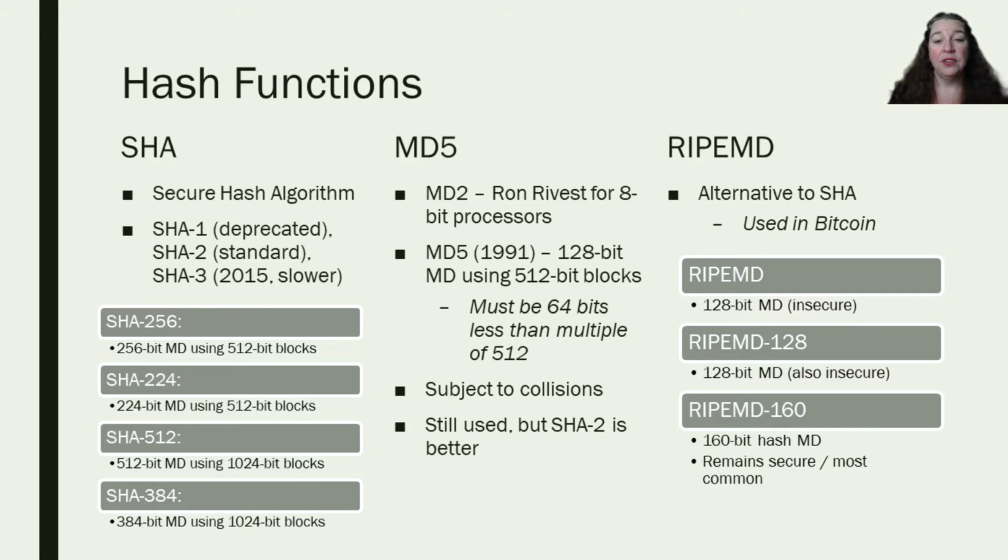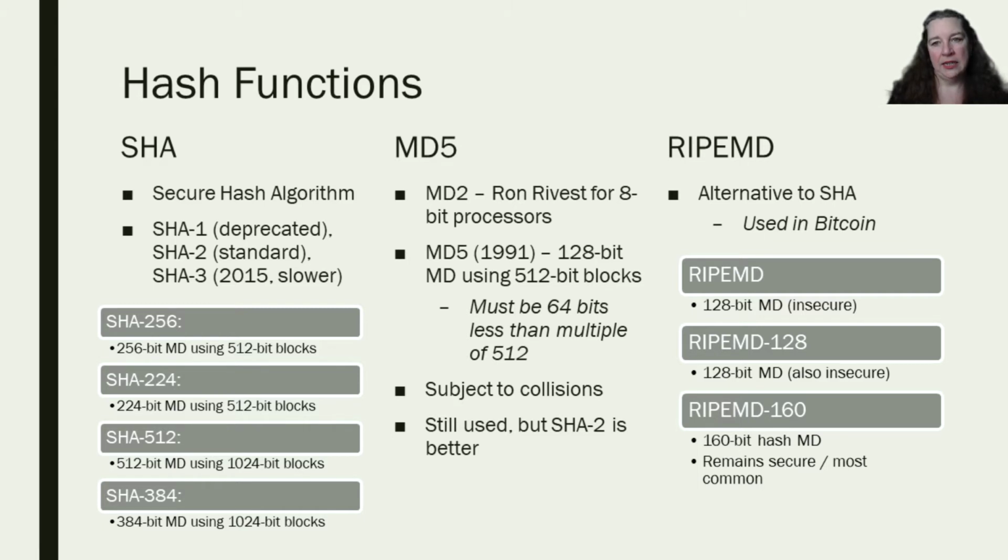But MD5 input must be 64 bits less than a multiple of 512, because we're going to use those 64 bits for parity. The problem with MD5 is that it is subject to collisions. You can create a second input with the same MD5 hash, and it happens a little more frequently than they would like. It's still used, but most people would prefer SHA-2 over MD5 these days, especially if it's something really important to keep straight.